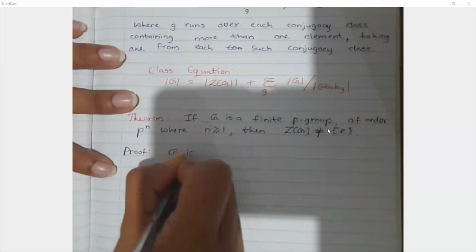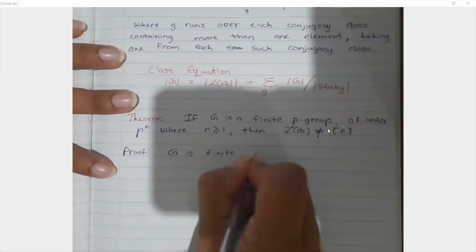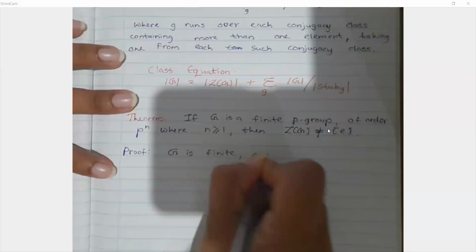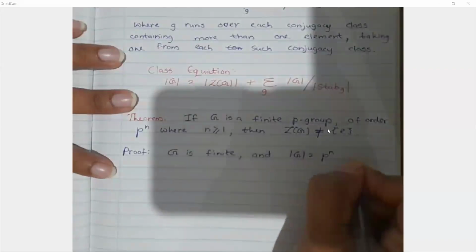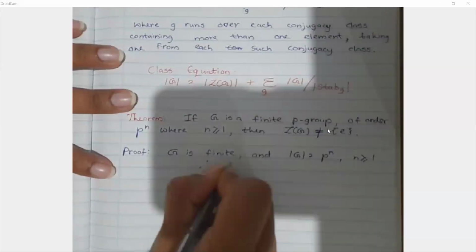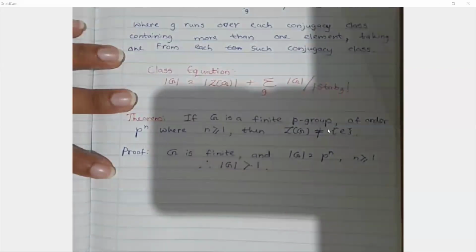G is finite and the order of G is p to the n, where n is greater than or equal to 1. Therefore, the order of G is greater than 1. It has to have more than one element, right?